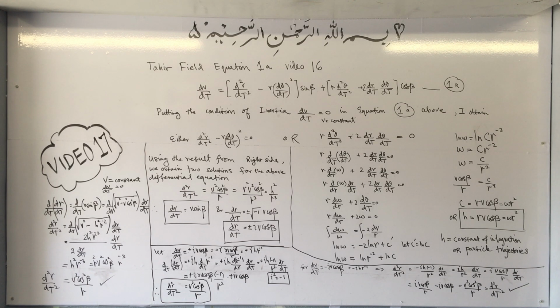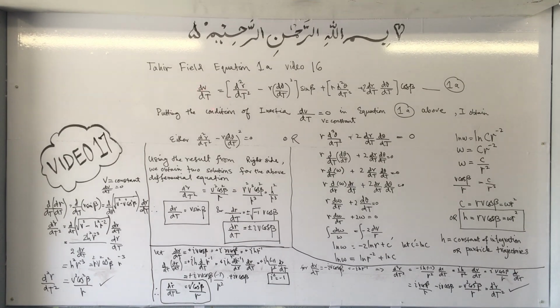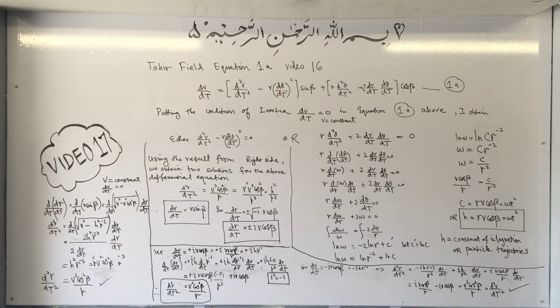My today's video is the mathematical analysis of Tahir field equation 1a. It's in video 16. Okay, so rewriting Tahir field equation 1a, dv over dt is equal to d square r over dt square minus r (d theta over dt) whole square sine beta plus r d square theta over dt square plus and so on, cos beta is equal to 1a.